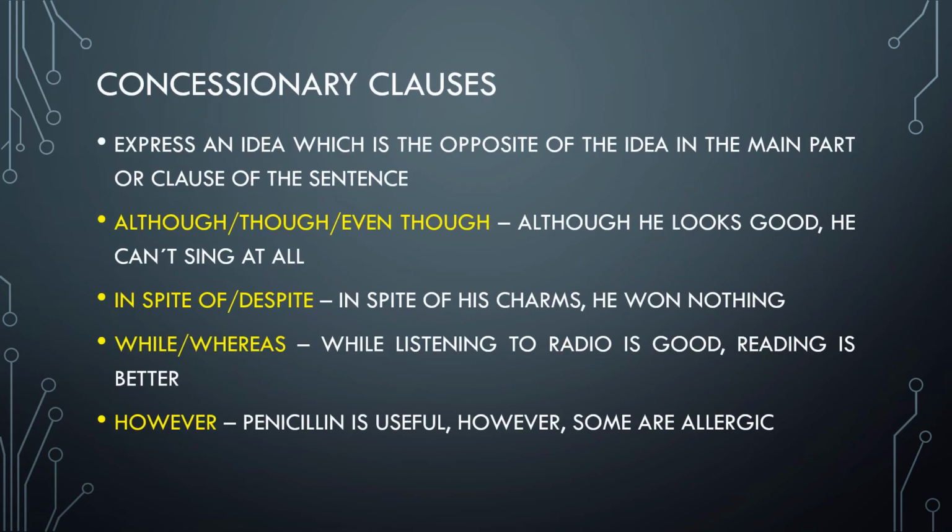Concessionary clauses. This expresses an idea which is the opposite of the idea in the main part of the clause or sentence. Very, very nice. Very good use in indirect language. You know, you are conceding something because you're next going to criticize. Introduced with words like these: although, though, even though. Although he looks good, he can't sing at all. The concession is he looks good. The criticism is he can't sing at all.